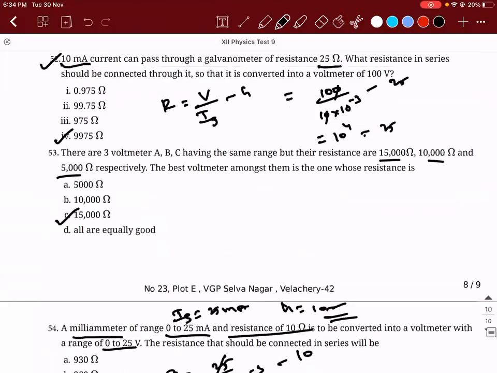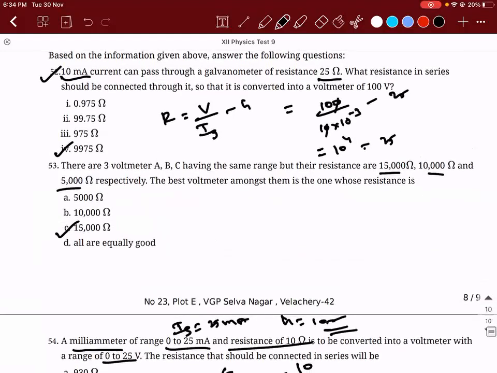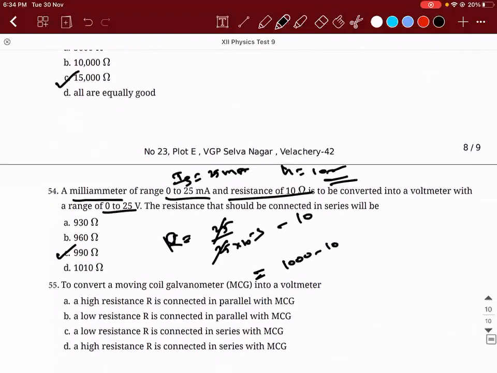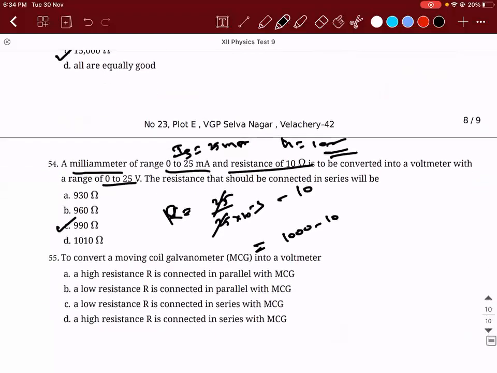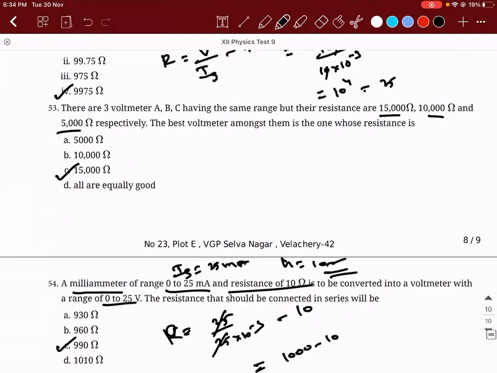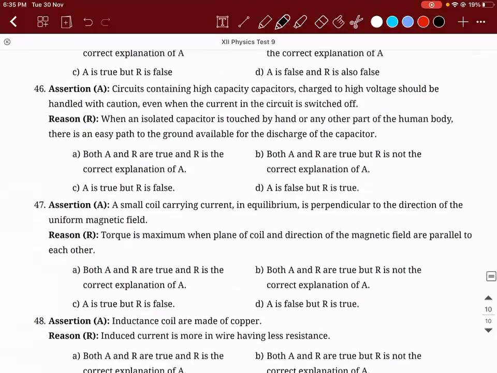So what are the options? Let me check the options. 52, it is D, 9975. 53 is an ideal voltmeter should have high resistance. Okay, C. 54 answer is C. So to convert a moving coil galvanometer into a voltmeter, you need to connect a high resistance in series. So 55 option is high resistance in series with the moving coil galvanometer. Okay, since we saw it last time, I went a little fast.